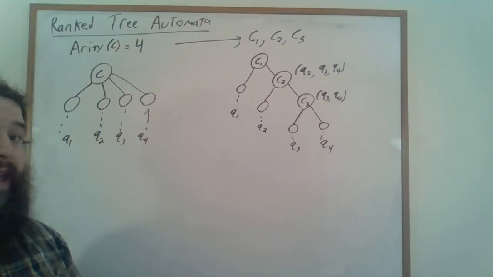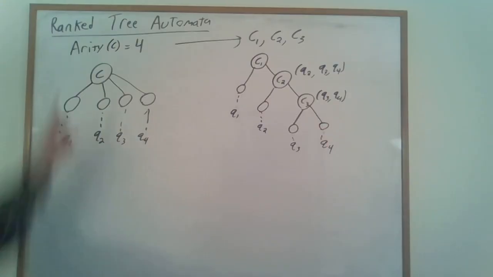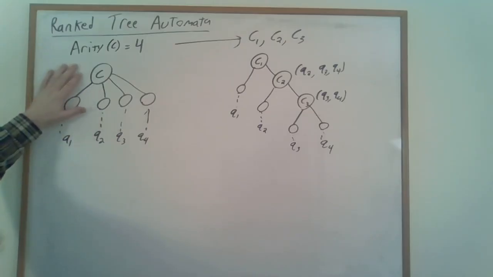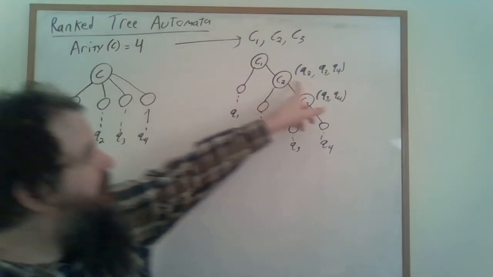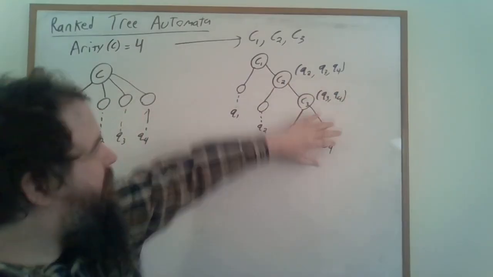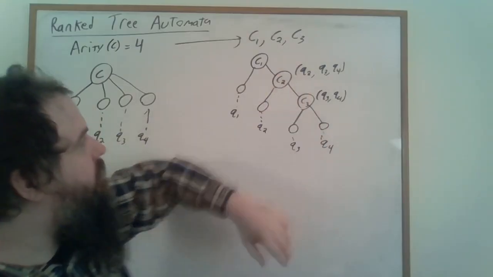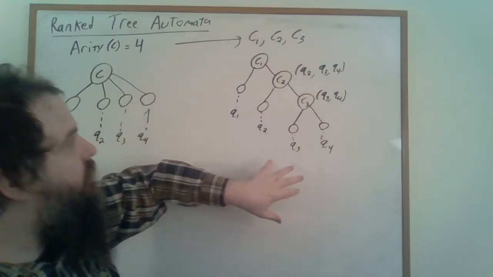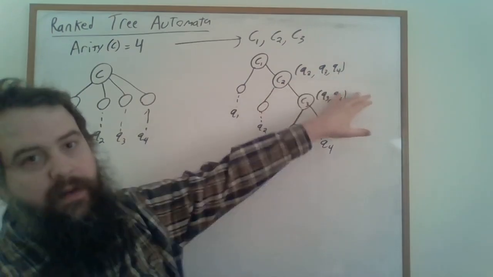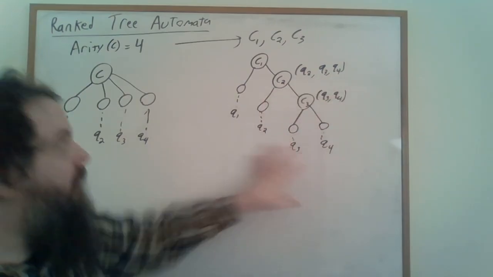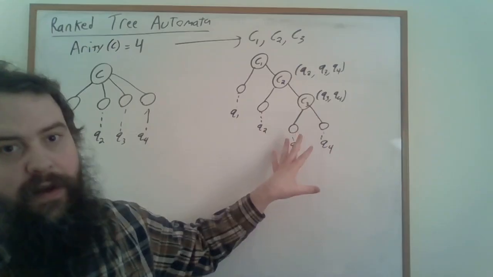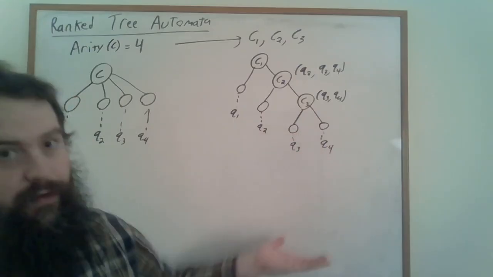Notice again that we're making heavy use of the fact that every character in this ranked alphabet has a fixed rank. If we had to work with characters of arbitrary rank, characters that could have an arbitrary number of children, then the length of these tuples of states that we would pass upwards in this sort of construction would be unbounded. And so the number of states of this binary tree automaton that we were constructing would also be unbounded.